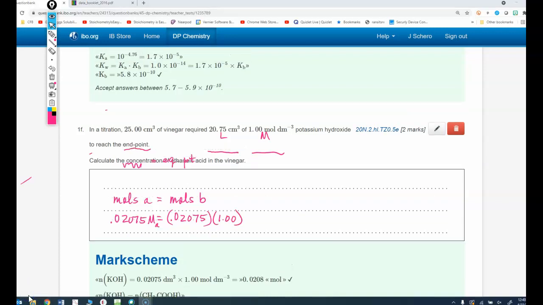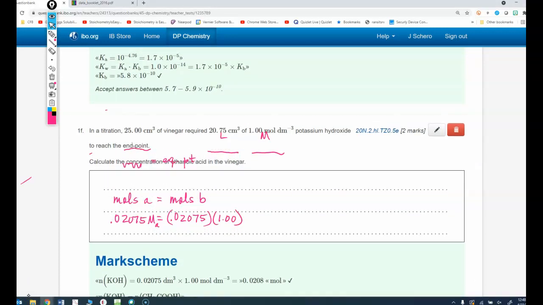Okay, I misspoke. What we actually have here is not the molarity of the acid. What we actually have is the moles of the acid. And what we have to do to get our molarity of our acid is take the moles of the acid and divide it by the liters of the acid.